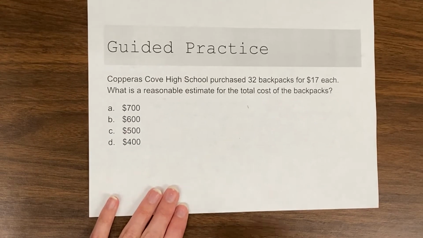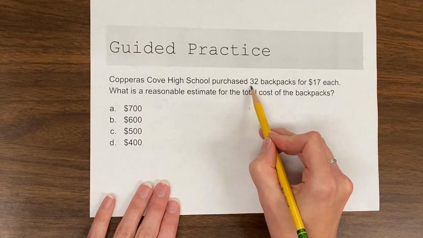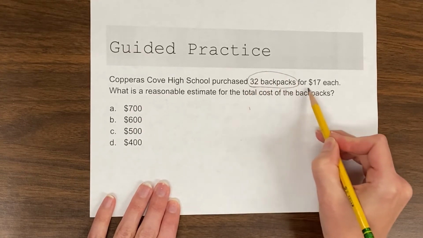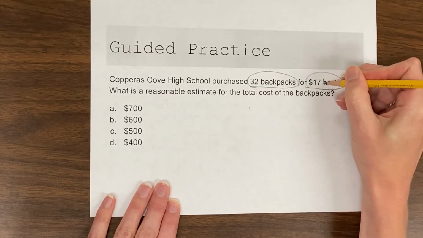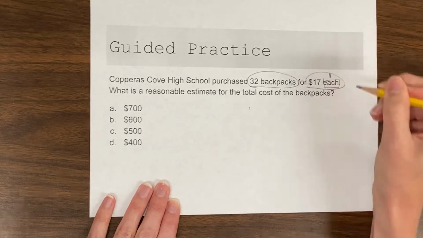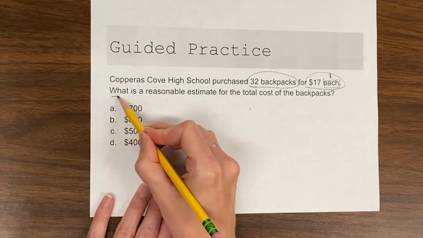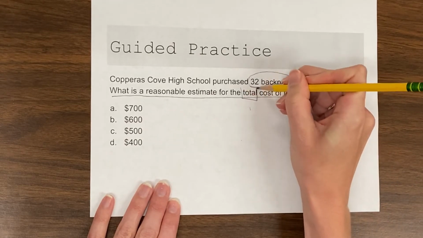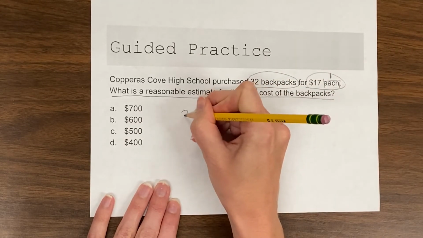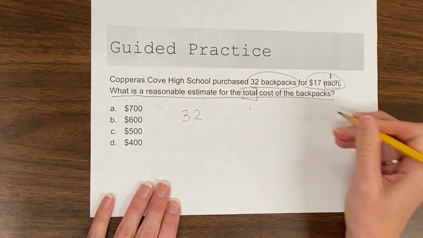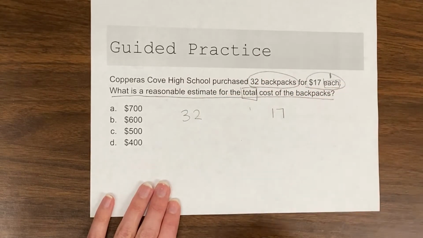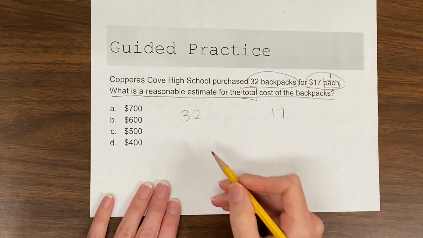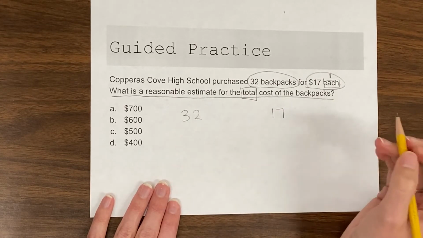All right. Copperscove High School purchased 32 backpacks for $17 each. So one backpack was $17. What is a reasonable estimate for the total cost of the backpacks? So we're going to round the amount of backpacks we have as well as the cost of the backpacks. So I'm going to round to the tens place.